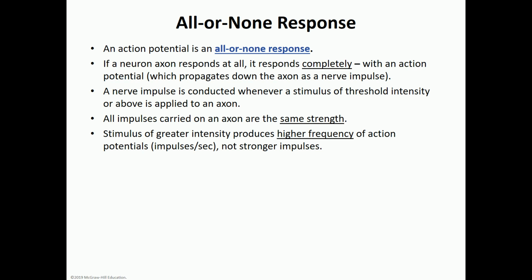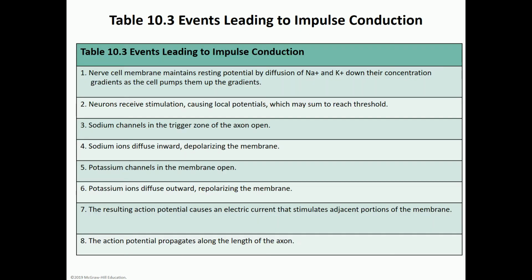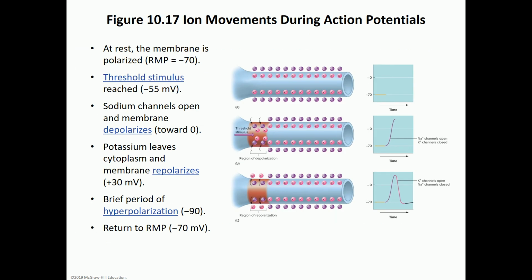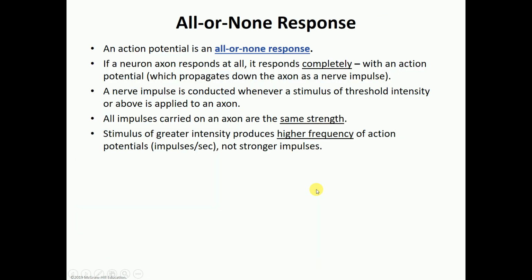So let's say you hurt yourself, and on a scale from 1 to 10, you grade it as a 2. Let's say you hurt yourself again, and now on a scale from 1 to 10, you grade it as a 10. That is not going to change the shape of this curve. The action potential curve will be the same regardless of how strong the stimulus is.